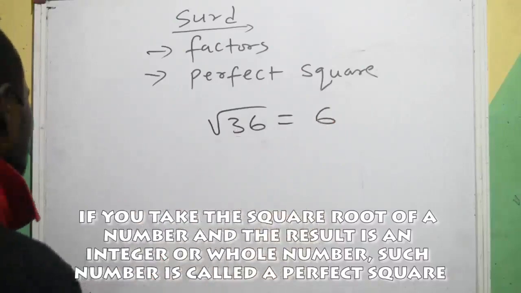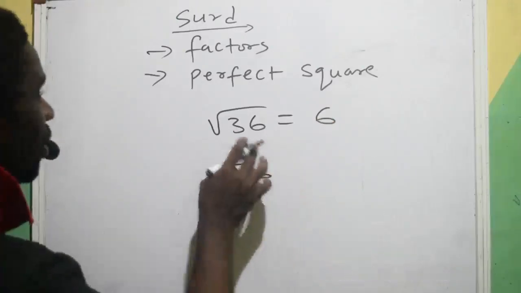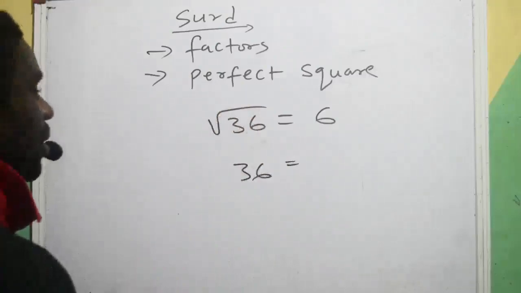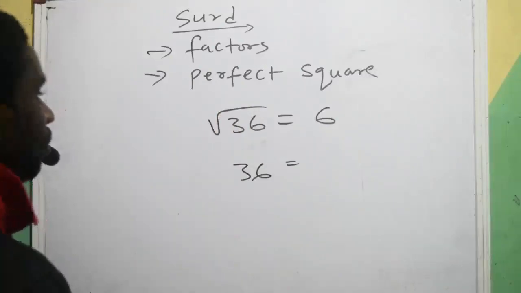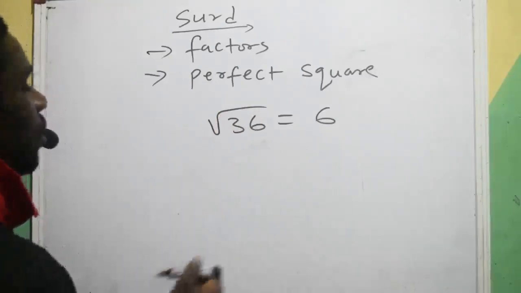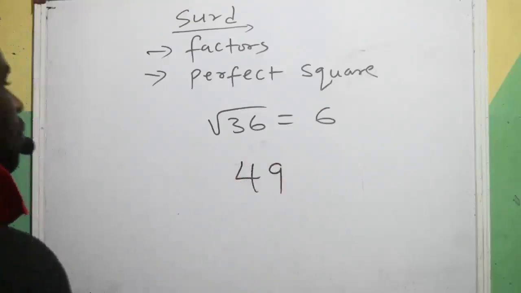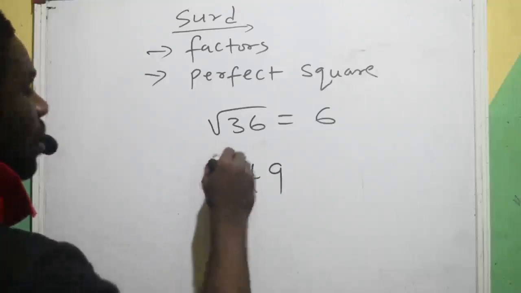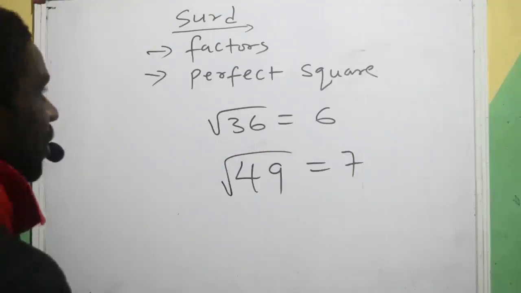Like 36 is a perfect square. 36 is said to be a perfect square because when you take the square root of 36, the answer gives you nothing but a whole number, an integer. So when you talk about 49, 49 is also a perfect square. What makes 49 a perfect square is because when you take the square root of 49, the answer gives you 7, which is a whole number or an integer.